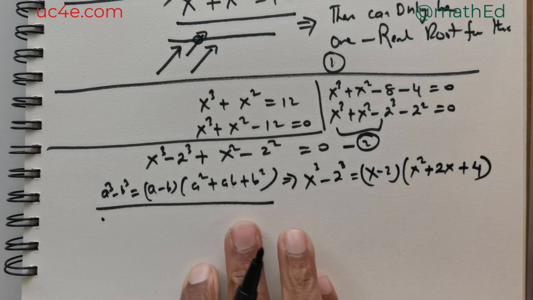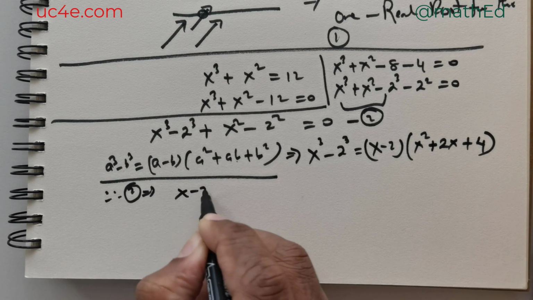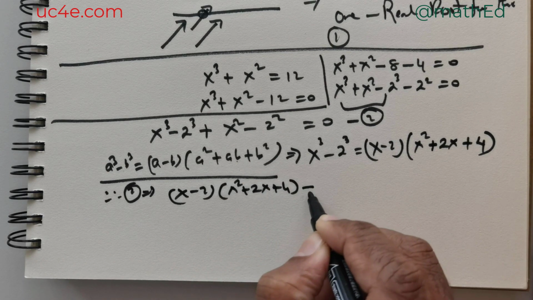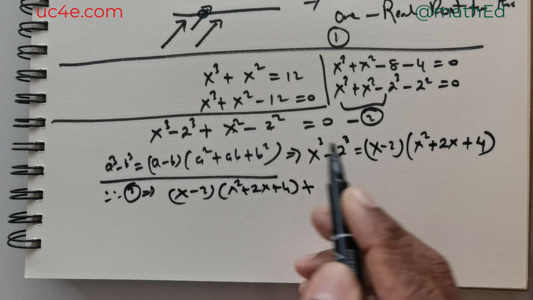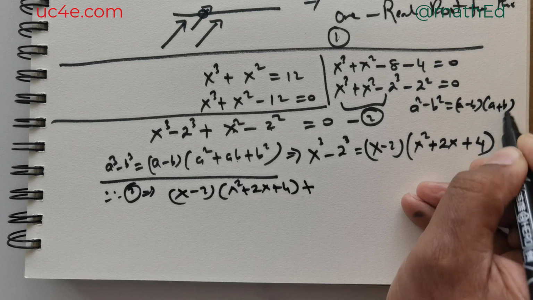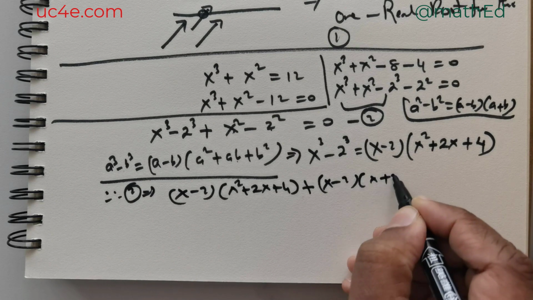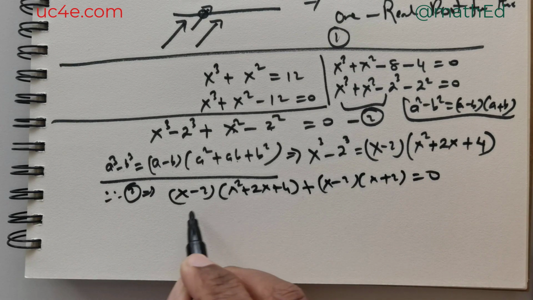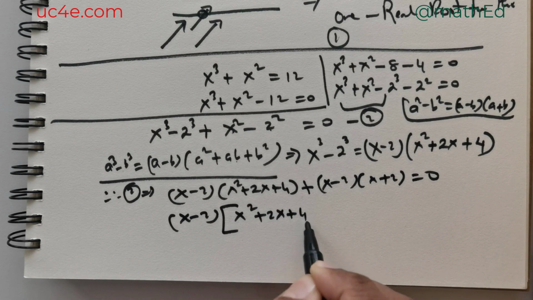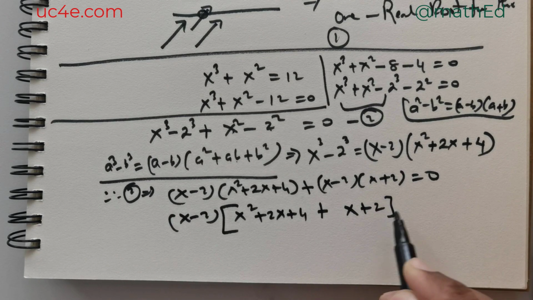So if I were to take this as 2, I can rewrite 2 as what? x minus 2 times x squared plus 2x plus 4, followed by x squared minus 2 squared. So this is nothing but a squared minus b squared, which is a minus b times a plus b, right? So take that and place it here. So this is going to be x minus 2 times x plus 2 is equal to 0. Now x minus 2 can be taken as common. This would give me x squared plus 2x plus 4 for the first quantity, followed by the second quantity, x plus 2, is equal to 0.